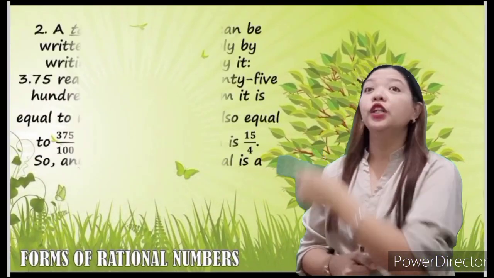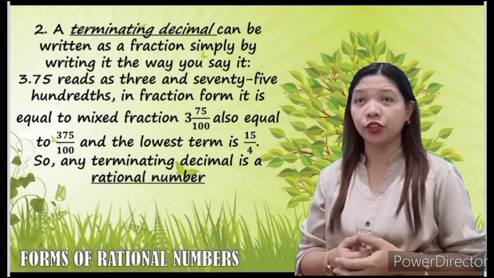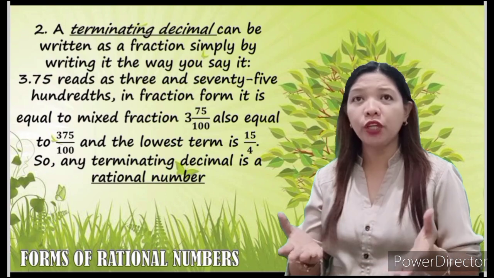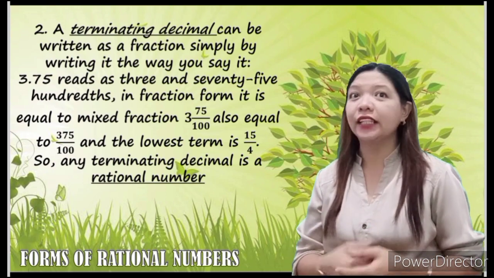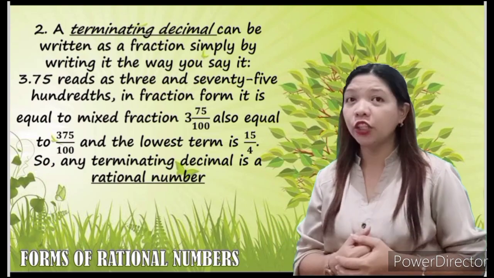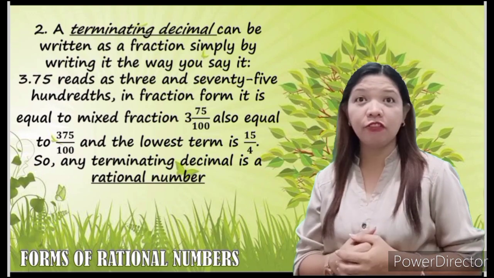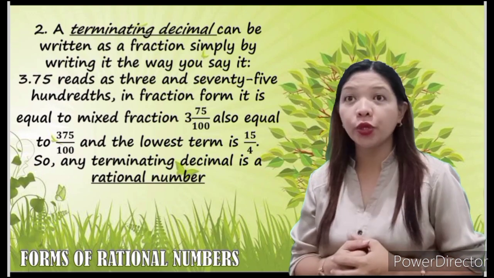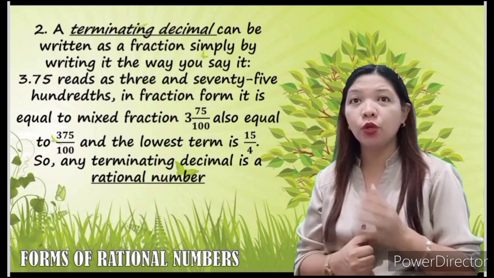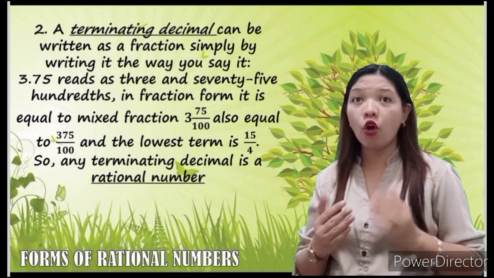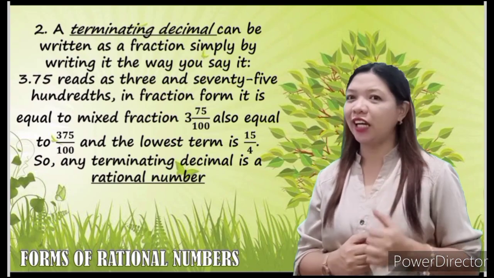Number 2. Terminating decimal. A terminating decimal can be written as a fraction simply by writing it the way you say it. 3.75 reads as 3 and 75 hundredths. In fraction form, it is equal to the mixed fraction 3 and 75 over 100, also equal to 375 over 100. And the lowest term is 15 over 4. So, any terminating decimal is a rational number.